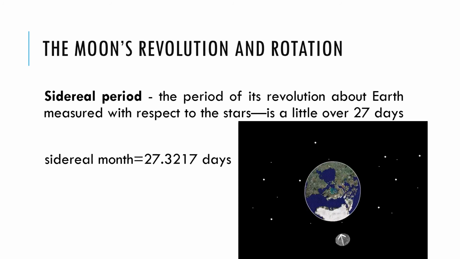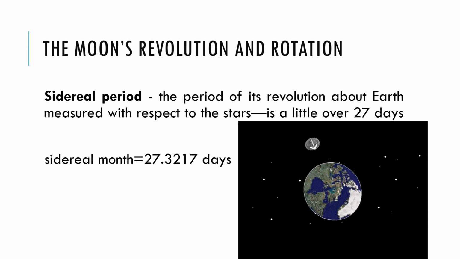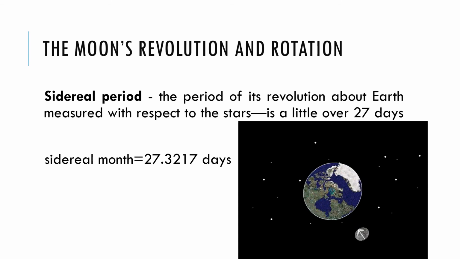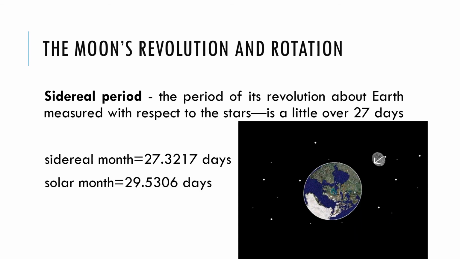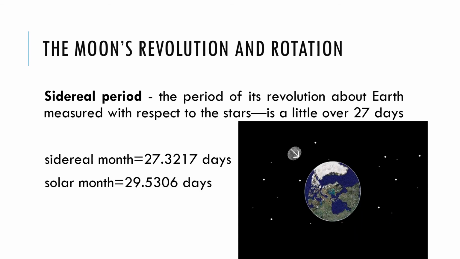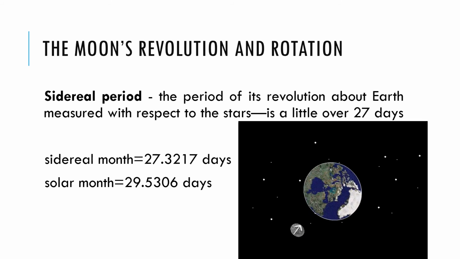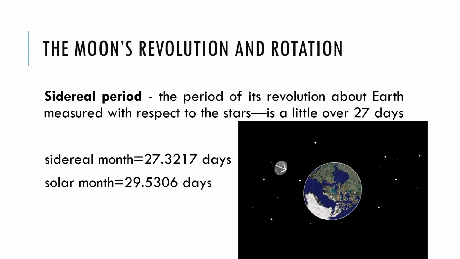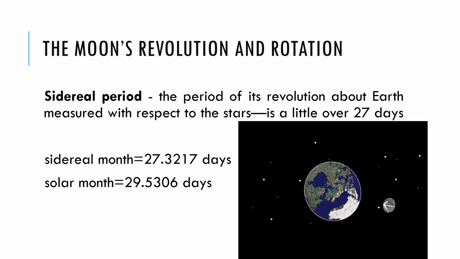The time interval in which the phases repeat, say from full to full, is the solar month, which is 29.5306 days. The difference results from Earth's motion around the Sun. The Moon must make more than a complete turn around the moving Earth to get back to the same phase with respect to the Sun.